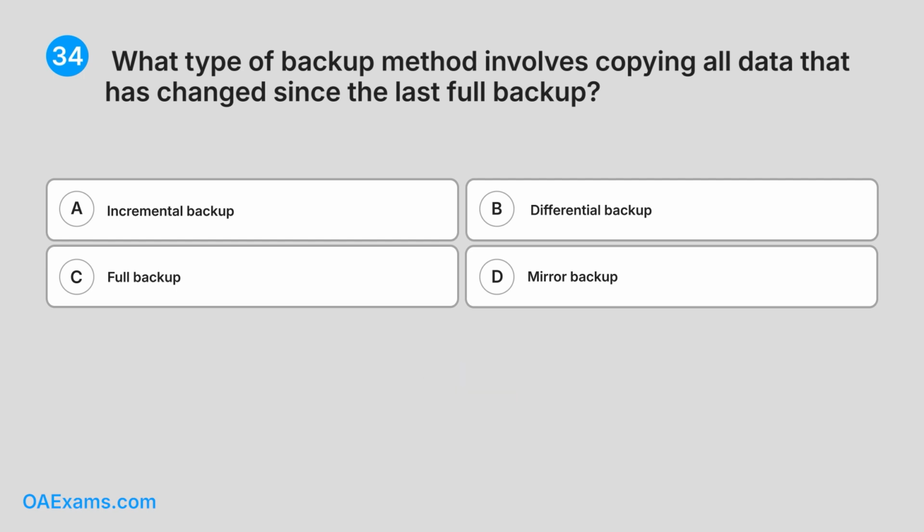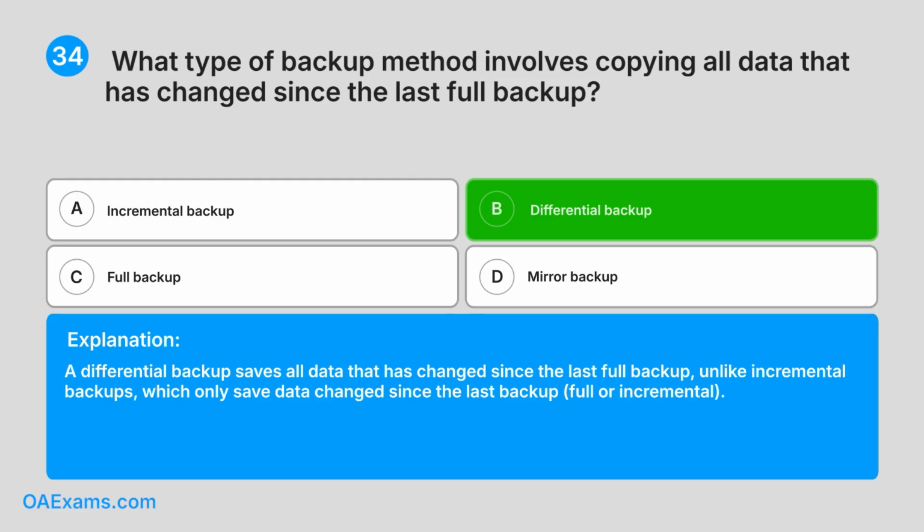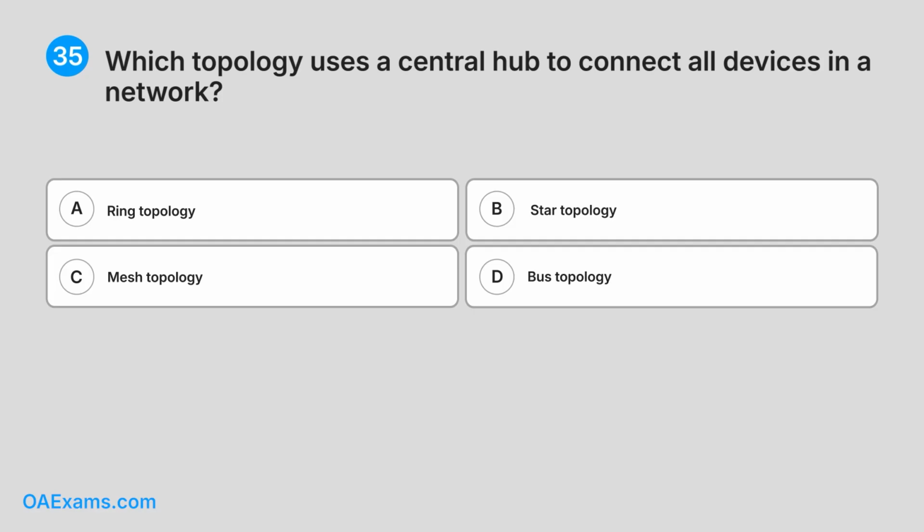Correct answer. B. Differential backup. Explanation. A differential backup saves all data that has changed since the last full backup, unlike incremental backups, which only save data changed since the last backup, full or incremental.